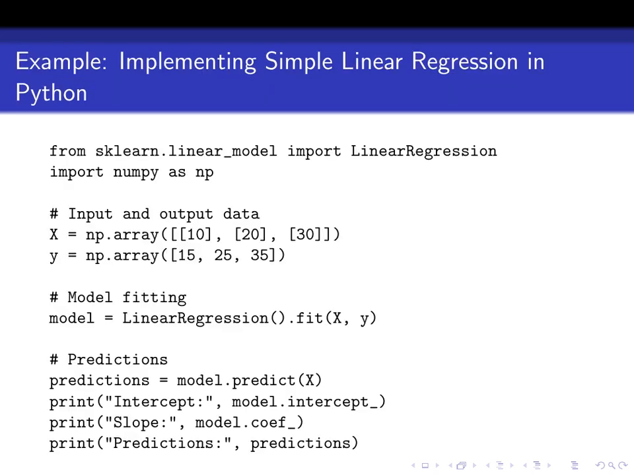In the example code, we use Python's scikit-learn library to implement a simple linear regression model. The code demonstrates how to fit a regression model, make predictions, and retrieve the intercept and slope. This practical example shows how easily linear regression can be applied to real-world datasets using Python.